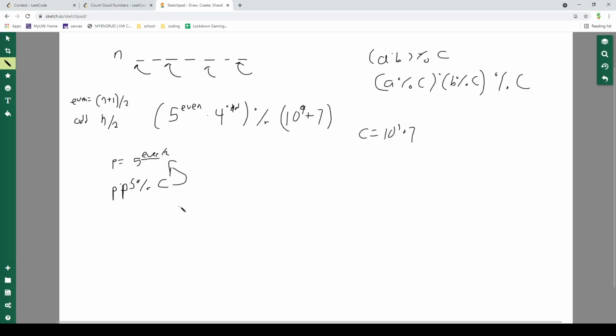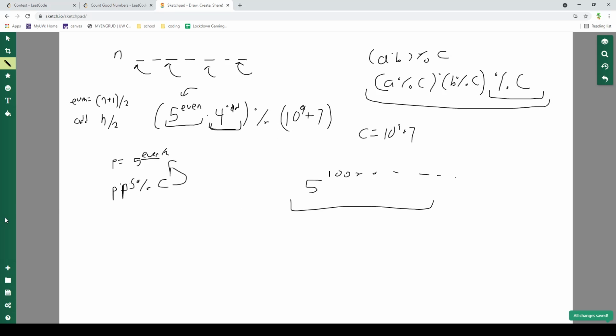And this will allow us to calculate 5 to the power of even modulus C. And we can repeat the same thing to calculate 4 to the power of odd modulus C, and then modulus that by C again. So we're taking the modulus of this number, so we never get the true 5 to the power of a huge number. We are just getting the modulus version of that, and the modulus version of this, and then we modulus that again. So we're making use of this little formula here.